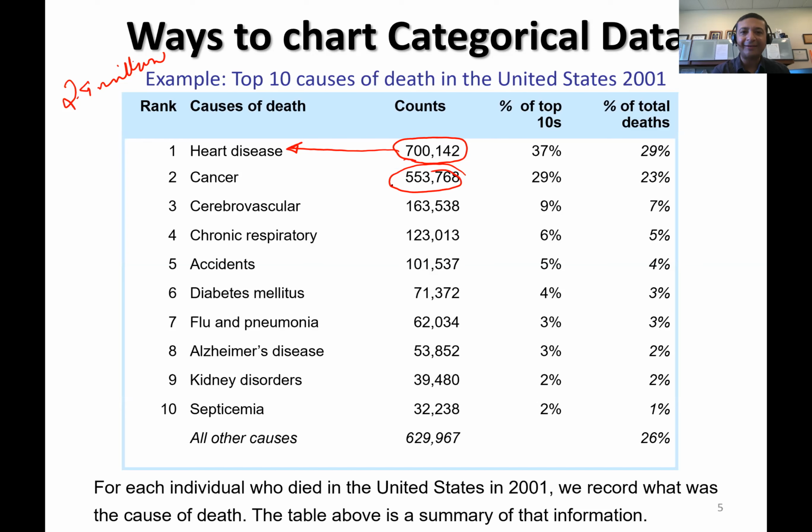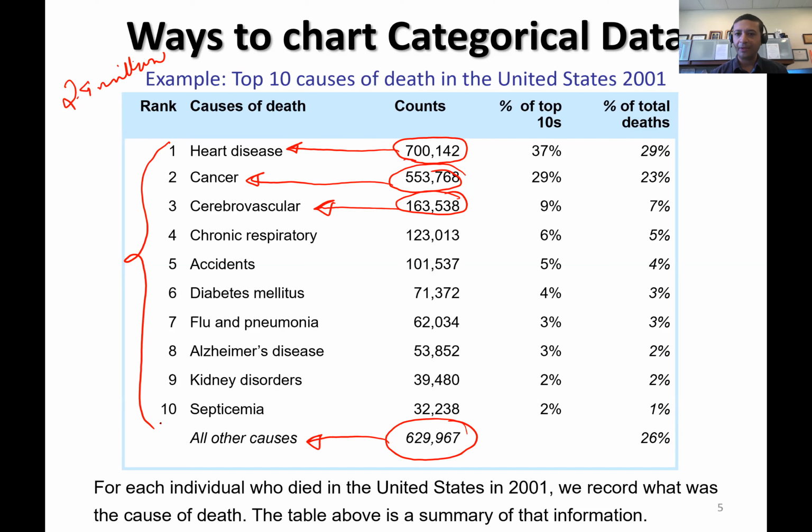553,000 is attributed to cancer. 163,000 is attributed to cerebrovascular. 629,000 is attributed to all other causes apart from the top 10. And so when you have that, now you can figure out that your heart disease corresponds to 29% of your total deaths being 2.4 million. Cancer corresponds to 23% of total deaths, and so on and so forth.